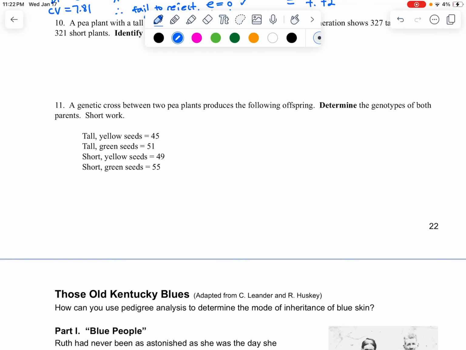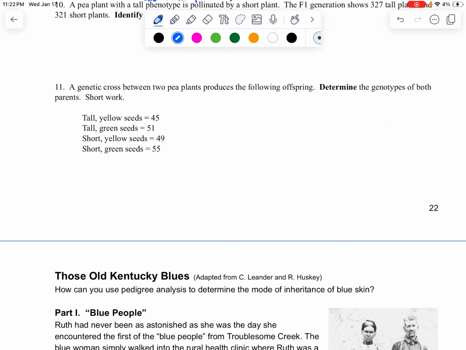Let's take a look at number 11. It says a genetic cross between two pea plants produces the following offspring. Determine the genotypes of both plants. Now, if you look at the phenotype ratio in the offspring, we see this roughly 1 to 1 to 1 to 1 ratio between all 4 possible combinations of phenotypes. So there are multiple possible answers for this one.